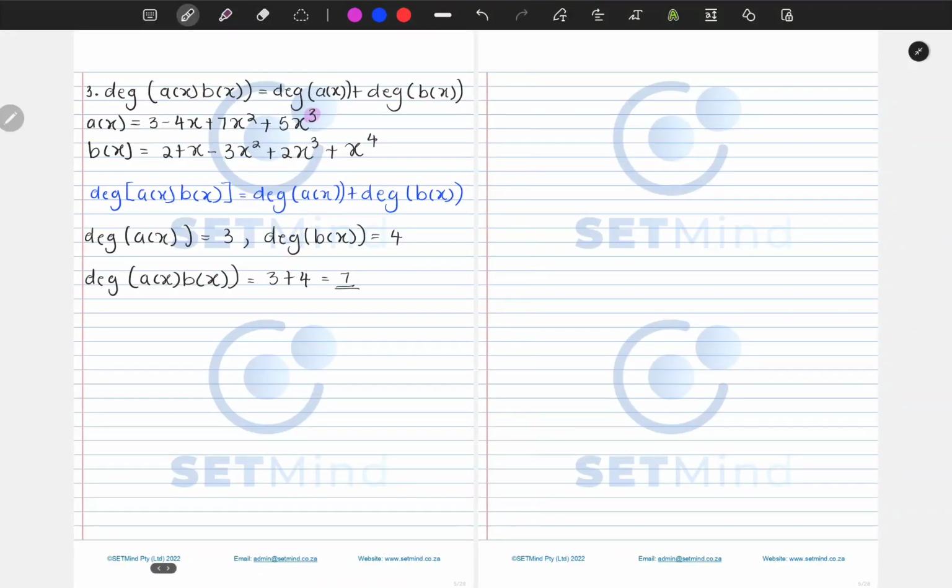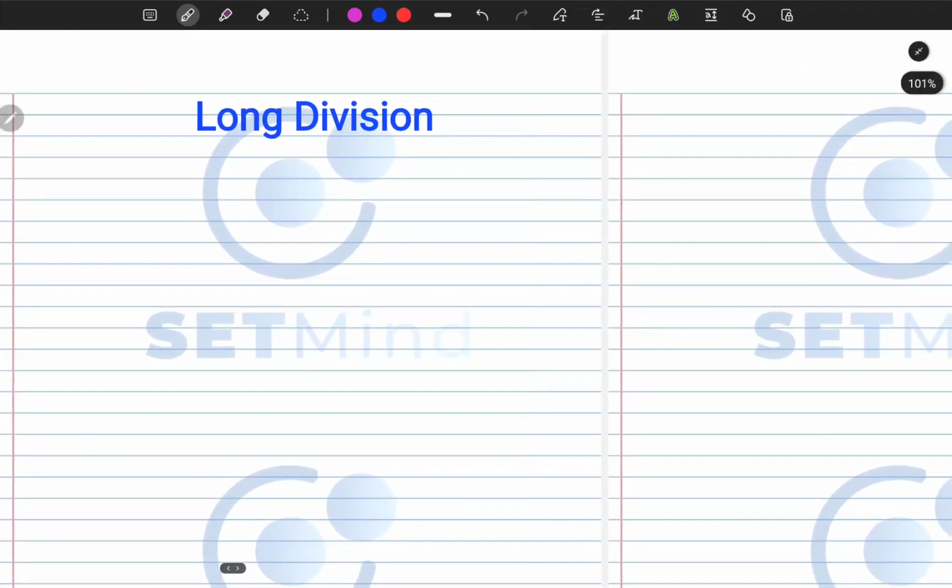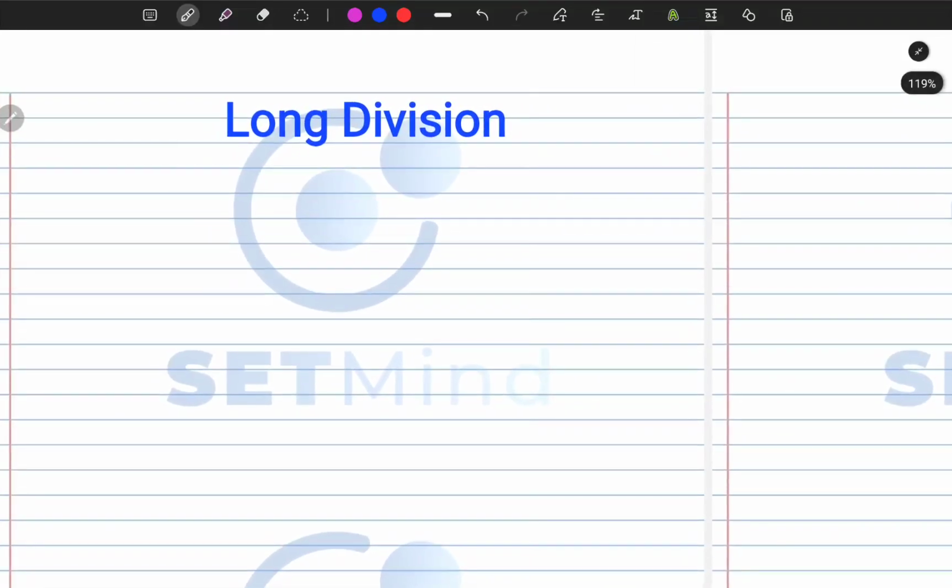This brings us to the end of the first section, which is polynomials defined. Now let's have a look at the second part of our session, which is focused on long division. So we have had a look at the degrees of polynomials and how we find the degree of the sum of two polynomials, the difference of two polynomials, the product of two polynomials, and what I left for you to figure out for homework is the degree of a polynomial multiplied by a constant. So now let's dive in and have a look at long division.